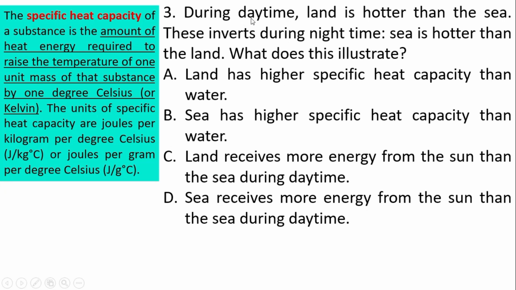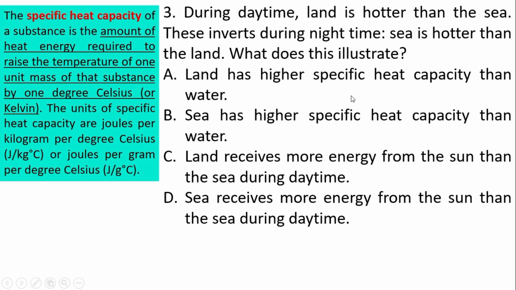Number 2. During daytime, land is hotter than the sea. This inverts during nighttime: the sea is hotter than the land. What does this illustrate? This phenomenon is best explained if we know about specific heat capacity. What is specific heat capacity? The specific heat capacity of a substance is the amount of heat energy required to raise the temperature of one unit mass of that substance by 1 degree Celsius or Kelvin.